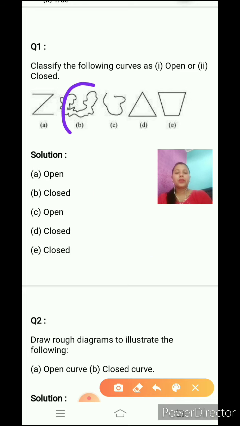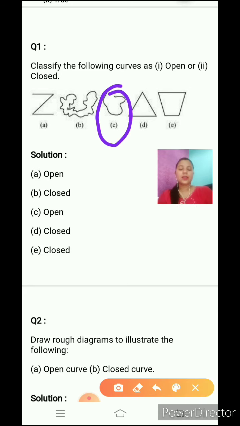Now B, this one is a closed curve because we are not able to find any end point in this curve, so it's a closed curve. In C, it's an open curve, and D, it's a triangle, so simply it's a closed curve, and E, it's a quadrilateral, so it's also a closed curve.